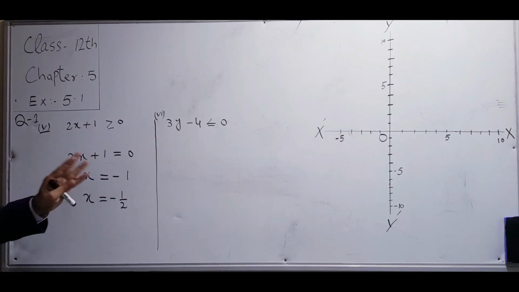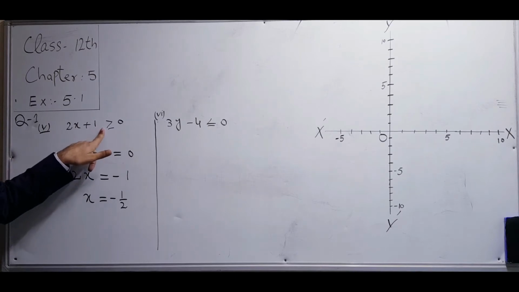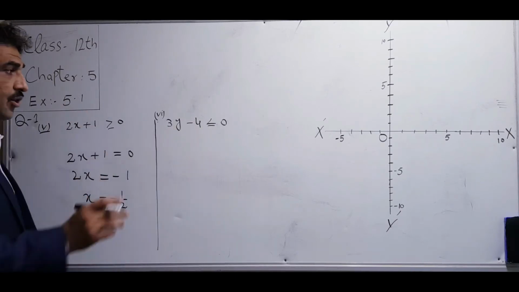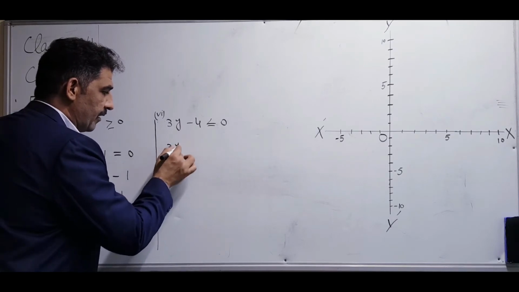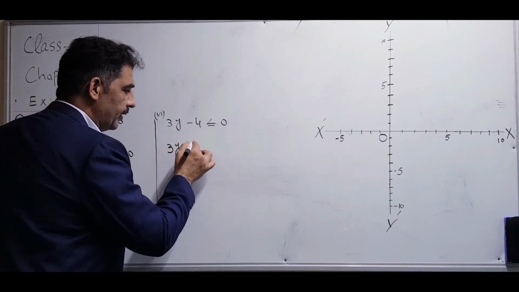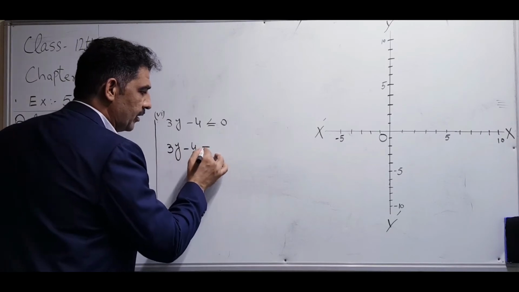The same procedure. First step. Even here the greater sign, here the less sign. You have to remove it and apply the sign of equality. Then we will draw the graph. 3y minus 4 is equal to 0.